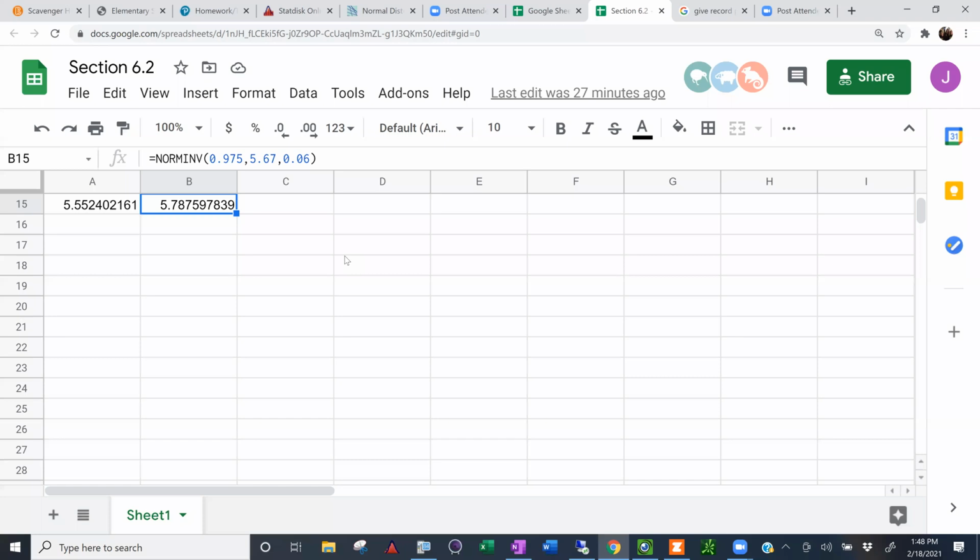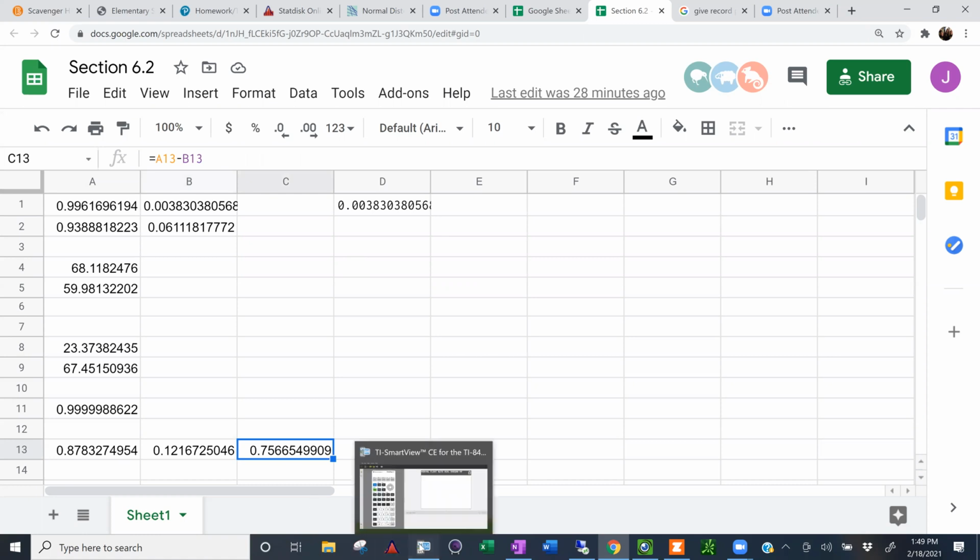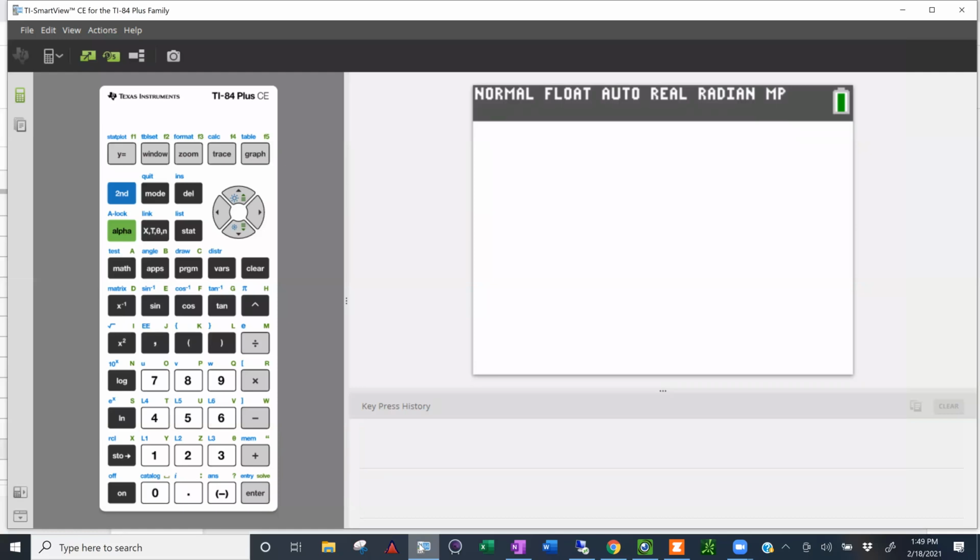Let me show that to you up here as well with Google Sheets. So here's the one area, here's the other one, and here's their difference. Of course, you can write that all on one line as well. But what does it look like on the graphing calculator? On the graphing calculator, things are a little bit different.